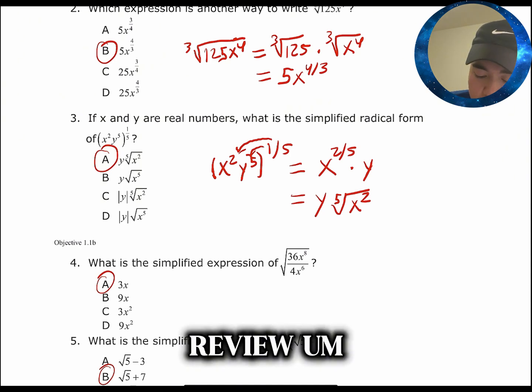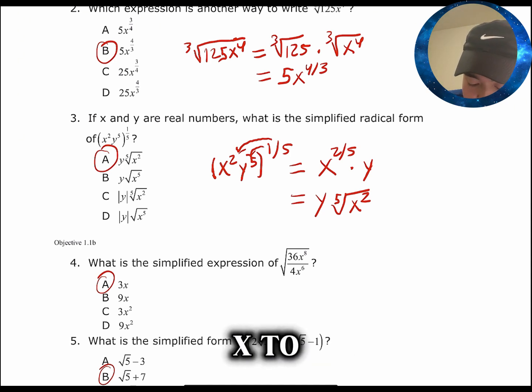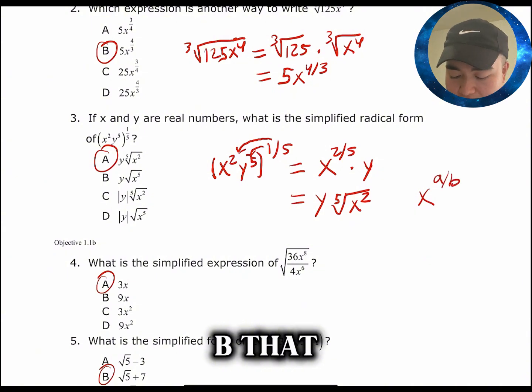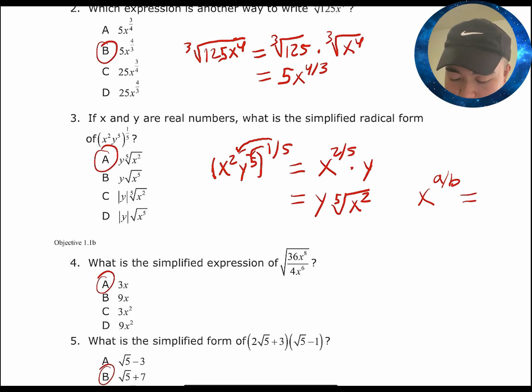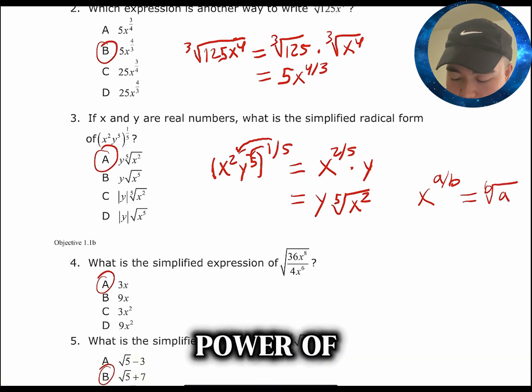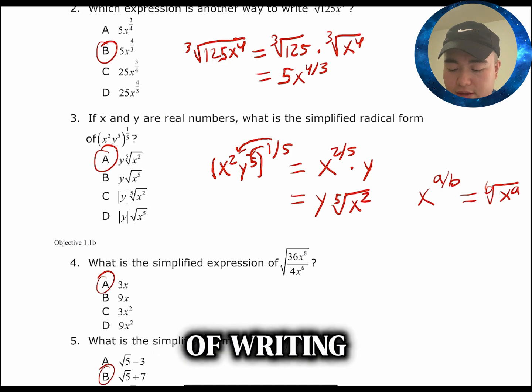And again, just to review, if we have x to the power of, let's say, a over b, that is just the exact same as the b root of x to the power of a. So this is just another way of writing it.